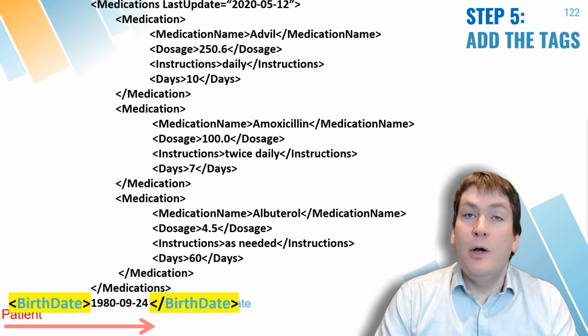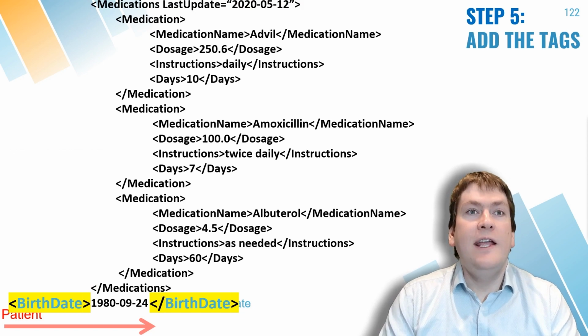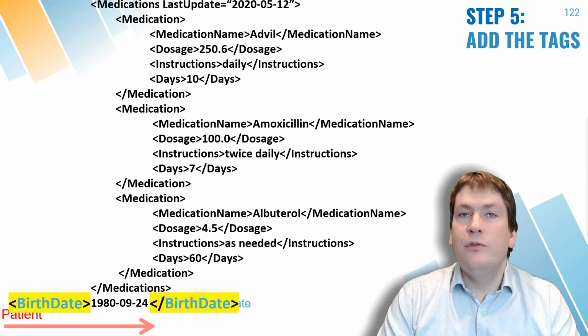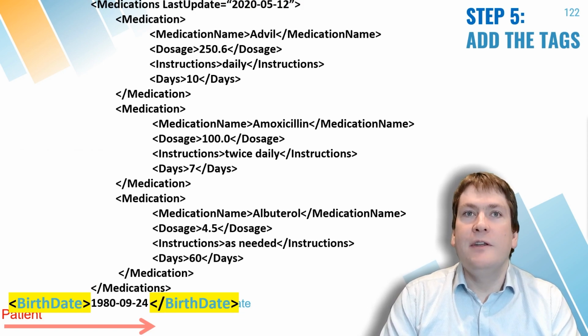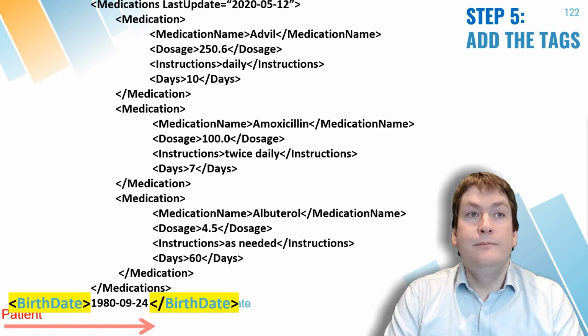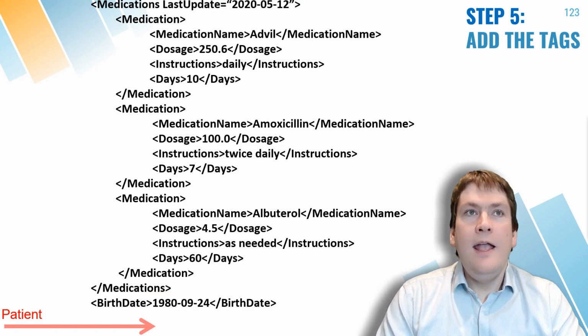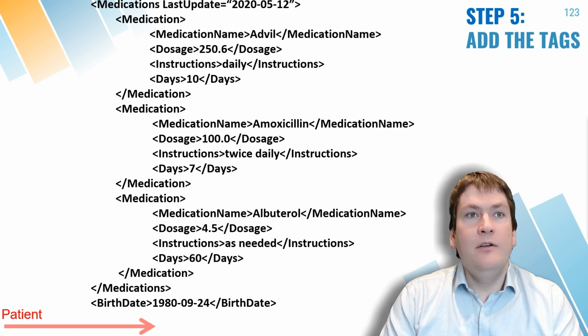And we can't forget about birth date on the end here. This birth date is just a simple tag, so it goes right in place like this. We surround it with the two tags with no spaces. And now we're at the end of the patient record, or the patient group, so we have to close off the patient tag.